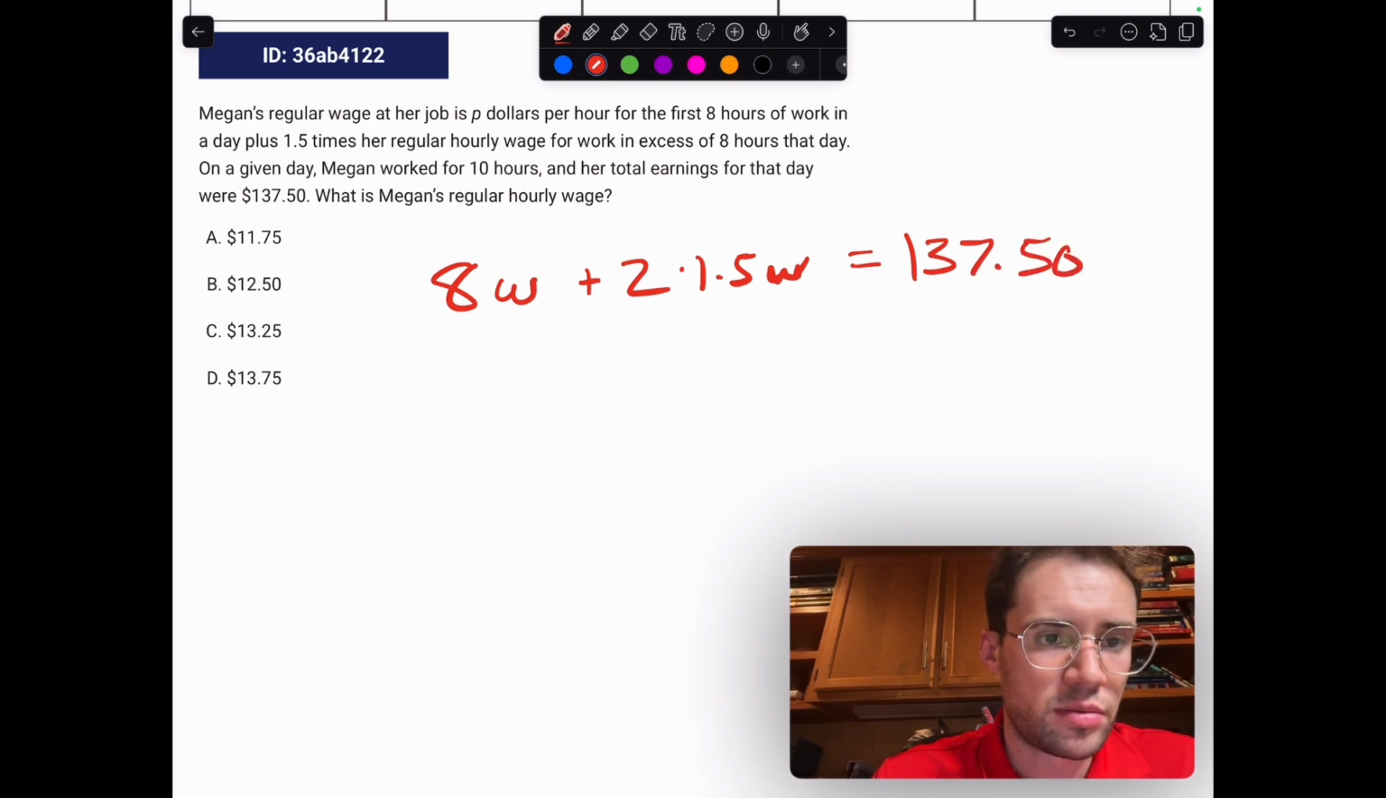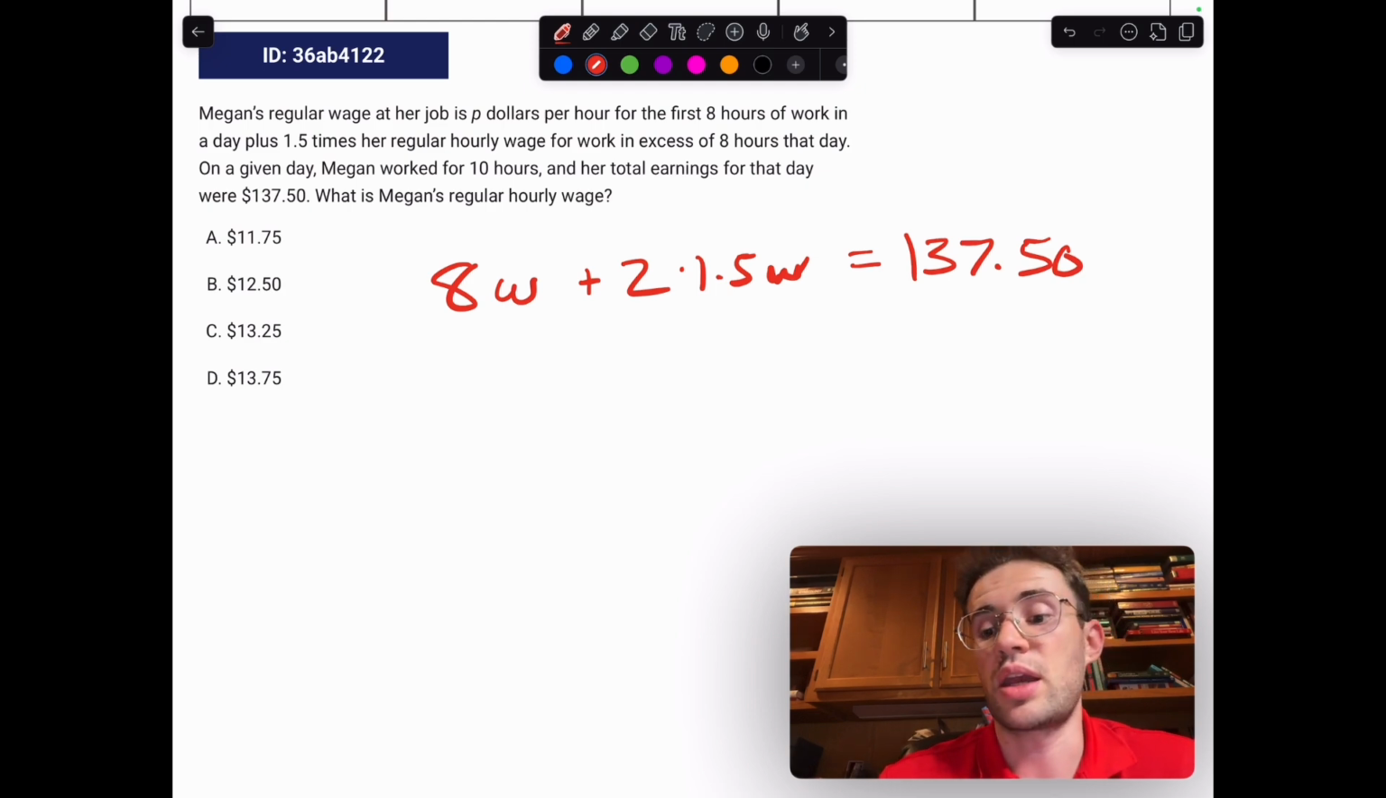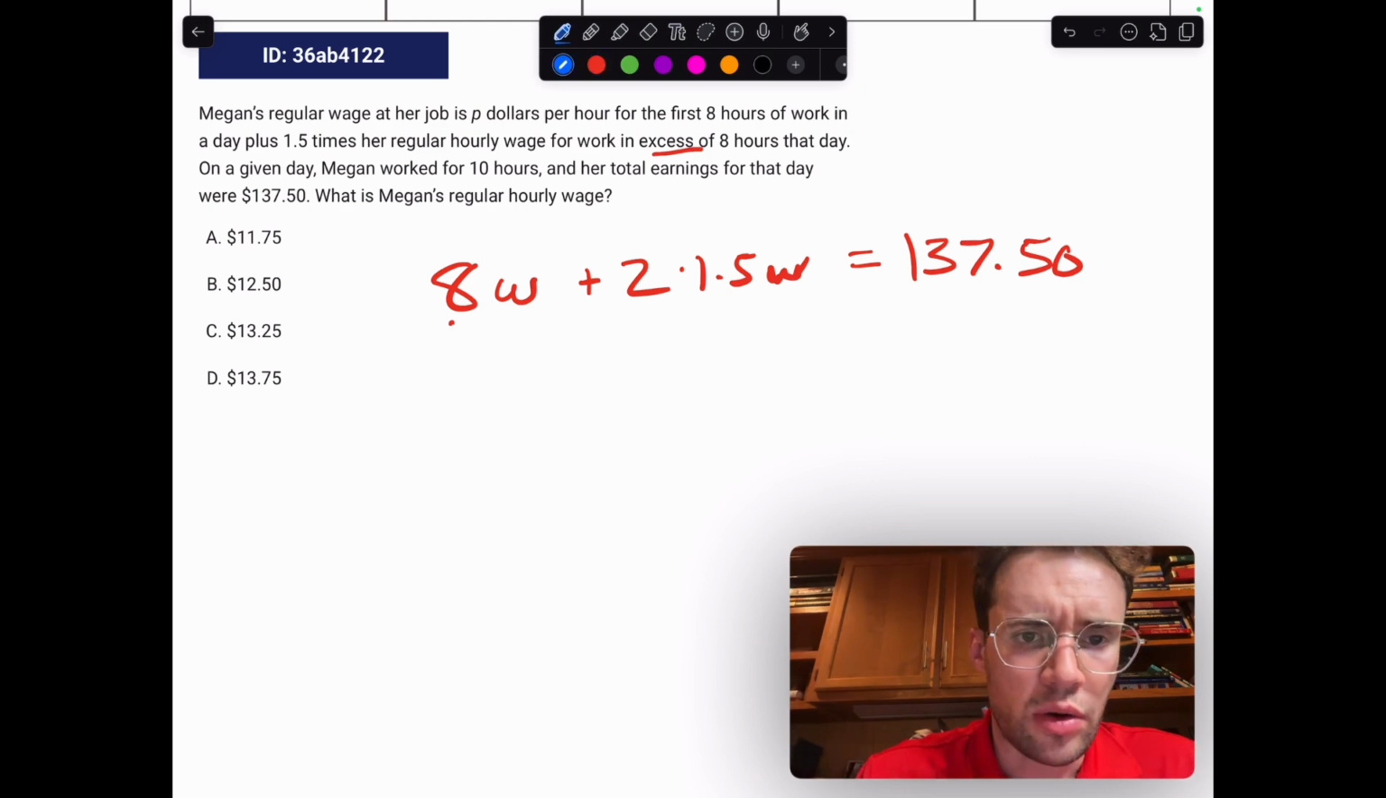All right, so just be careful. I think some people might interpret this as if she worked more than 8 hours, they would think that means she's making 1.5 for those whole 10, especially if they're not familiar with how overtime works. But in this case, she's making her regular wage for those first 8 hours. And then once she starts working in excess of 8 hours, so anything more than 8 hours, she's making 1.5 times, right? So 8W plus 2 times 1.5W.